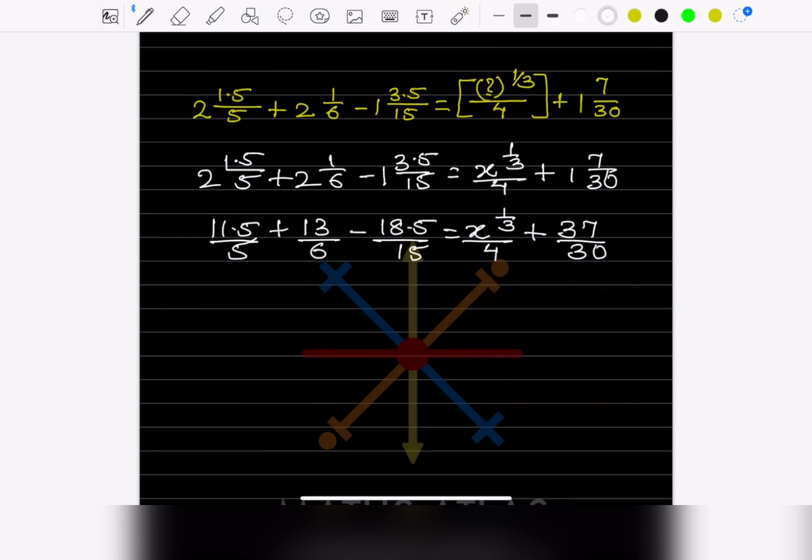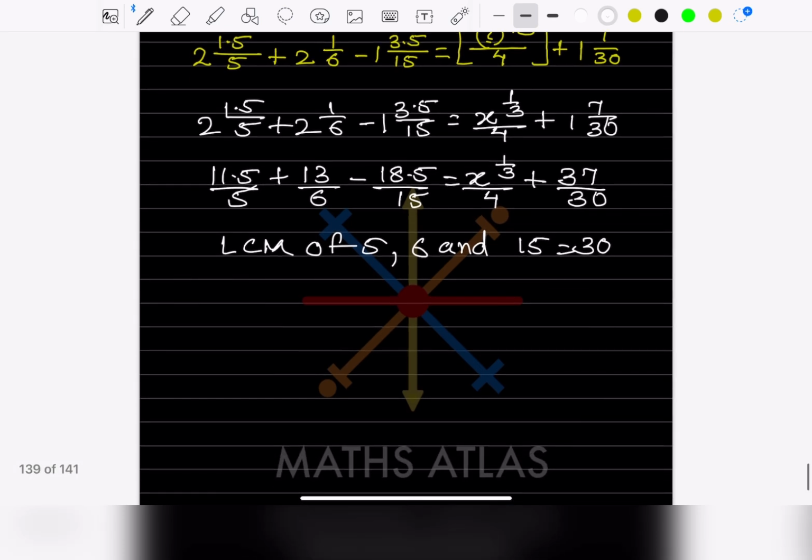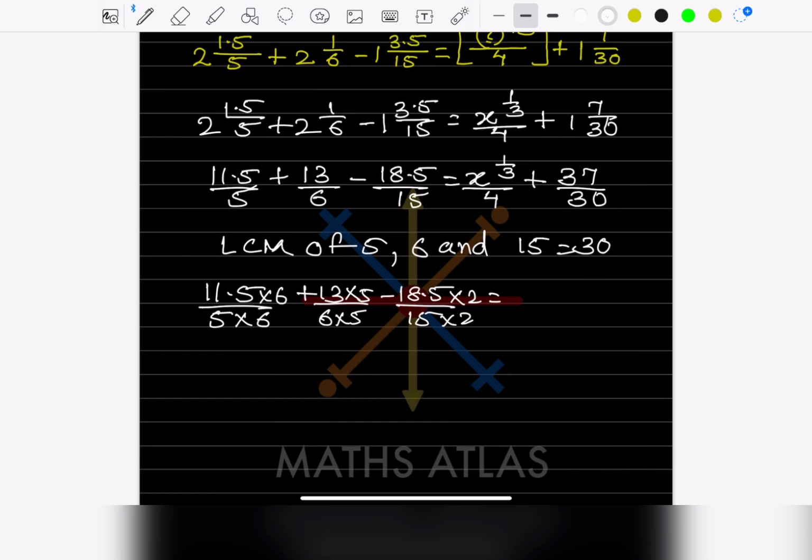So the LCM is 30. So what will you write here? LCM of 5, 6 and 15 is equal to 30. So now what will you do here? 11 divided by 5 into 6, here also will be 6, plus 13 by 6 into 5, minus 18 divided by 15 into 2 is equal to, now let us keep the right hand side first as it is.